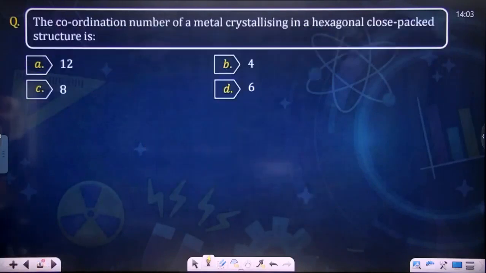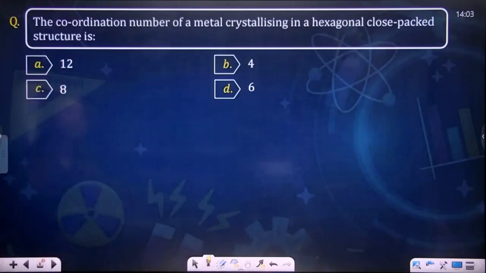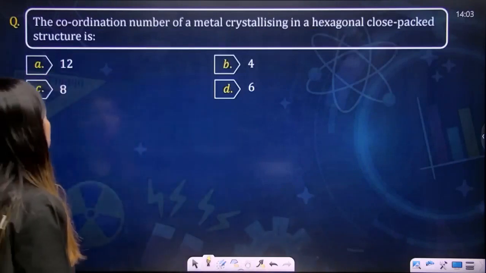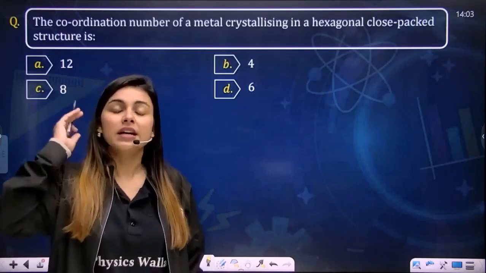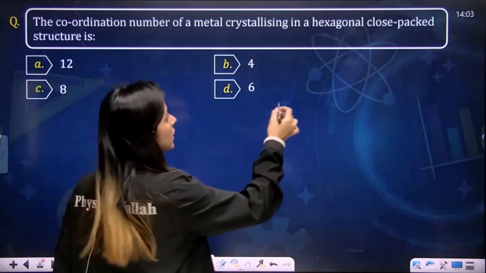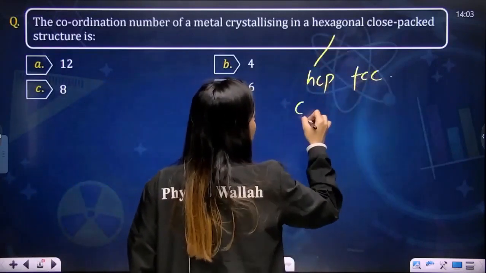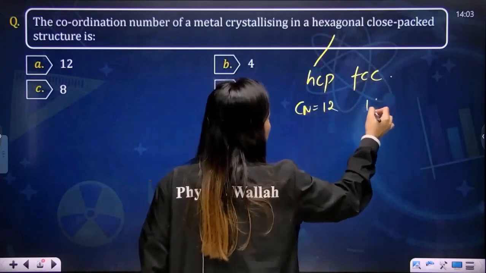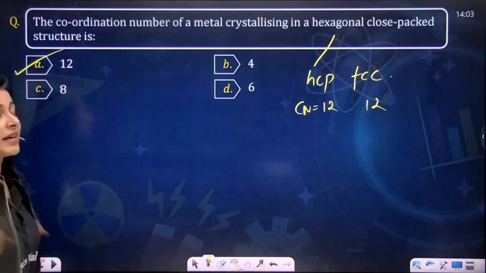Next question says that the coordination number of a metal crystallizing in a hexagonal close packed structure is. So my dear students, hexagonal close packed structure refers to the three-dimensional either HCP or FCC lattice, and both of them have the coordination number 12 each, right? So the direct answer here is 12. So option A is the correct answer.